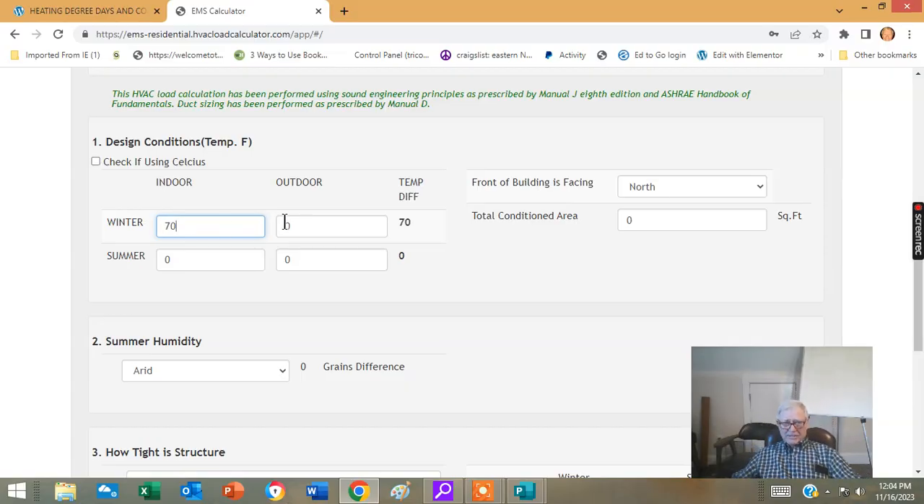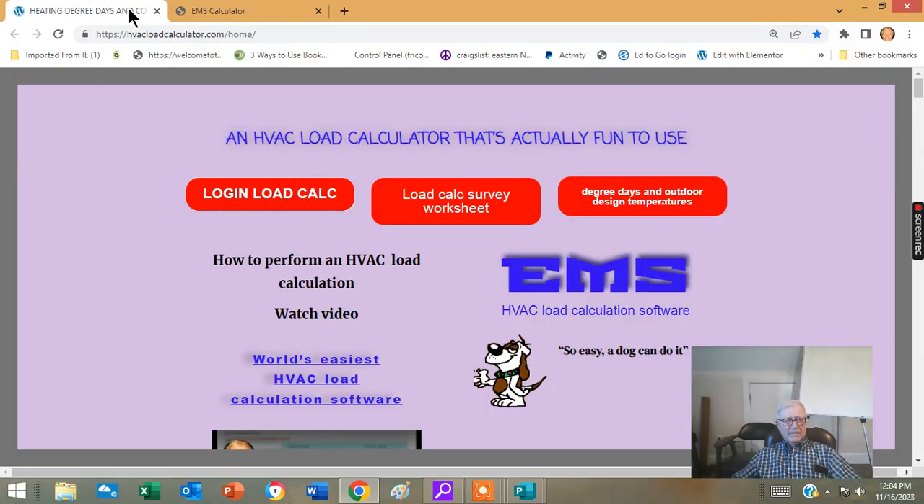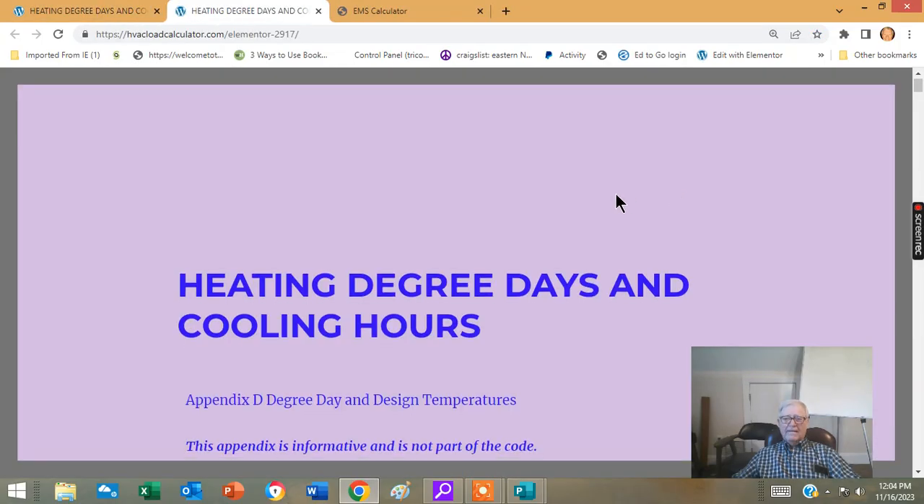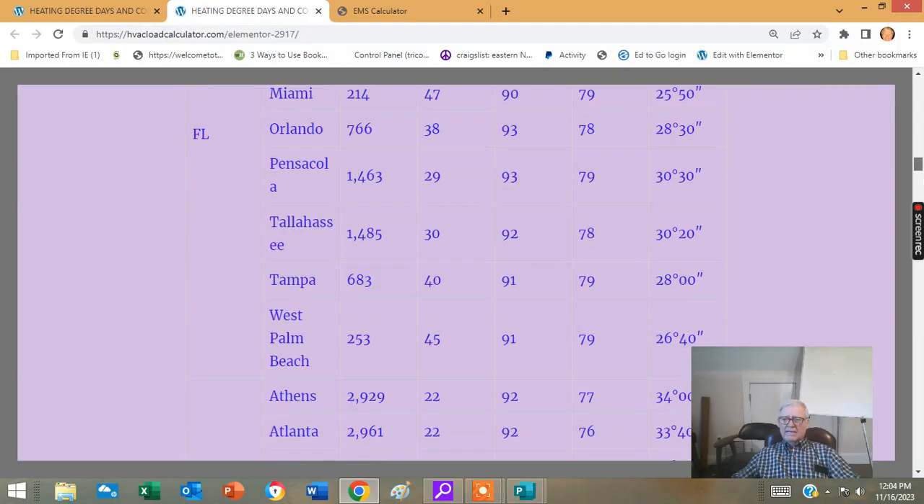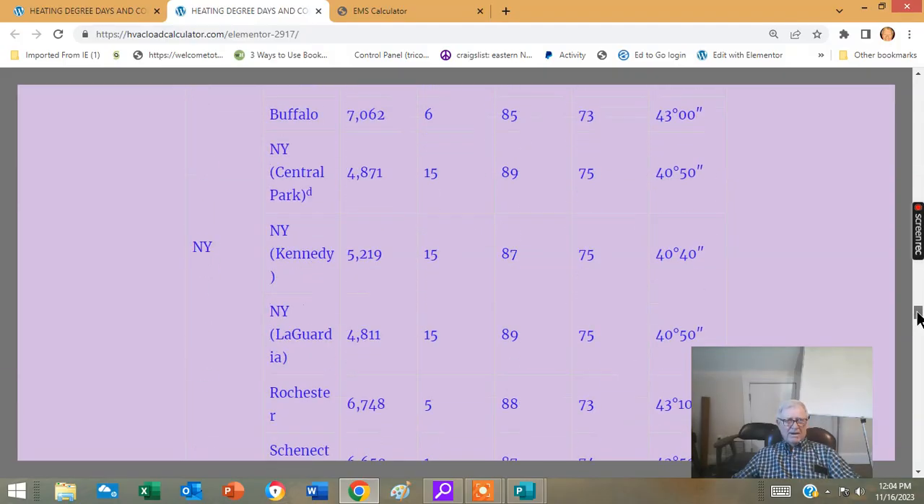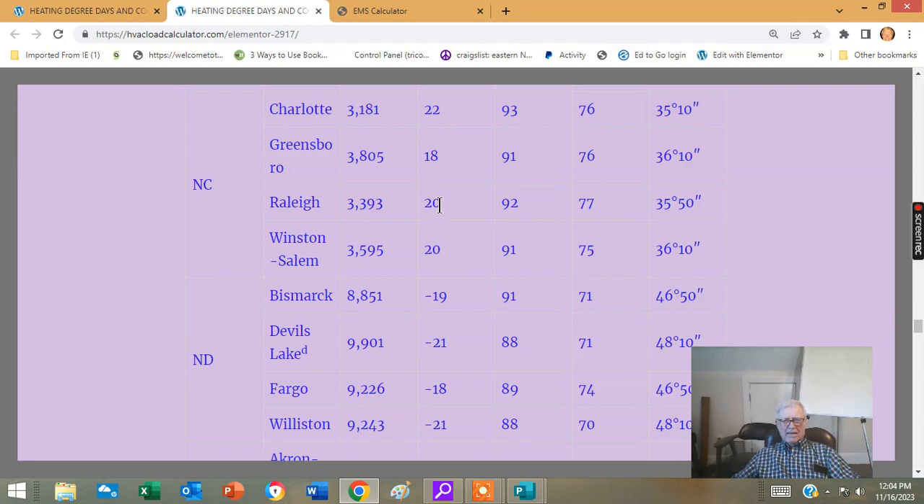The outdoor temperature depends on where you live. I told you this house was in Raleigh. Well, where are you going to find out how cold it gets in Raleigh? Let's go back to my website, click on degree days, and scroll down to North Carolina. And there's Raleigh. It's telling you the outdoor design temperature for the wintertime is 20 degrees. Summertime, 99% of the time, it won't get any hotter than 92 degrees. So that's your outdoor design temperature for the summer.